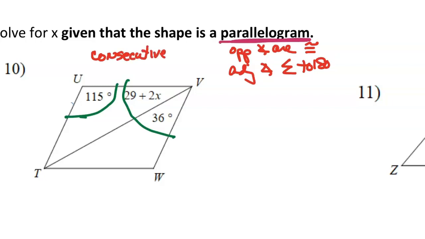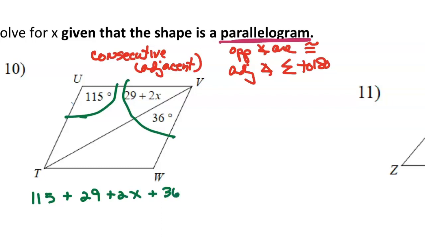I'll put in parentheses "adjacent," so that now you know, I hope, that they sum to 180 if it's a parallelogram. And they are telling you it is a parallelogram. So what you're going to do is take all of those angles: 115 from angle U, plus 29 plus 2x from the top of angle V, plus 36, which is the bottom of angle V. And that has to equal 180 because they are supplementary. So go ahead and add up your numbers.